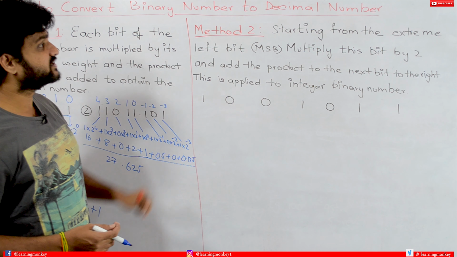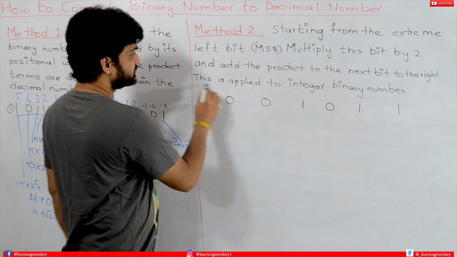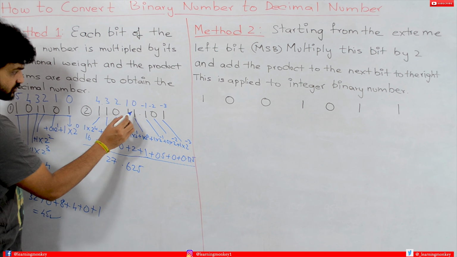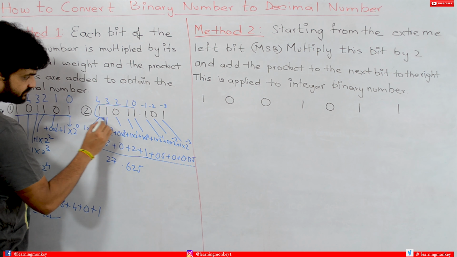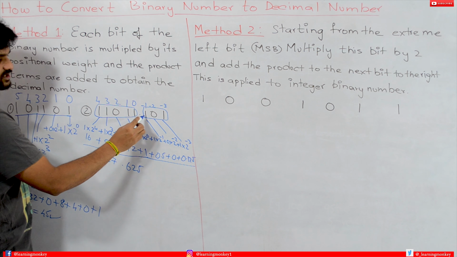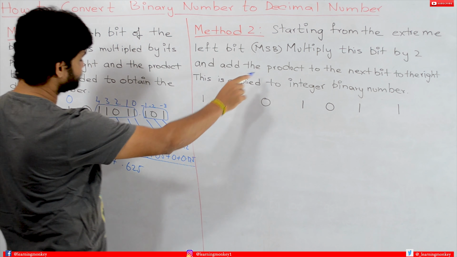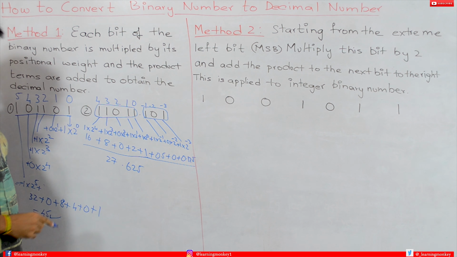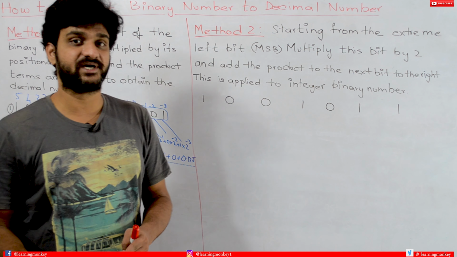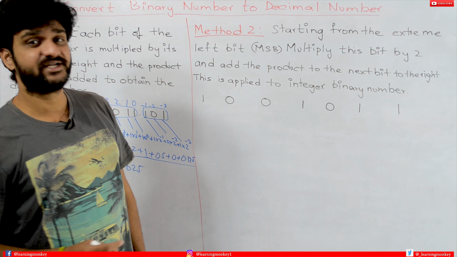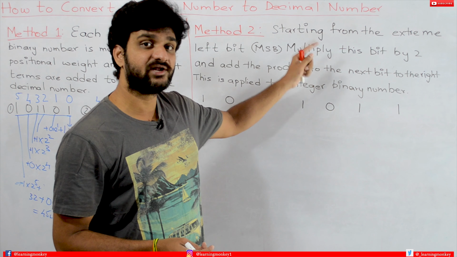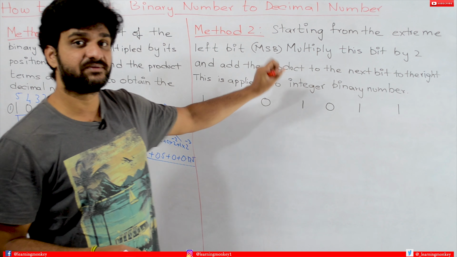So this is one of the methods. And the next method is only applicable to integer binary numbers. It means, this is what we call an integer binary number, and this is what we call a fractional binary number. So this method 2 is applied only to integer binary numbers. If you want to convert an integer binary number into a decimal number, then only this method is helpful. If the fractional part of the binary number is present, this method will not work. So please try to remember this.